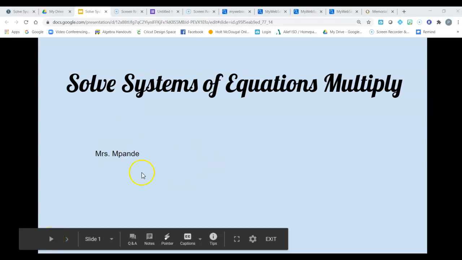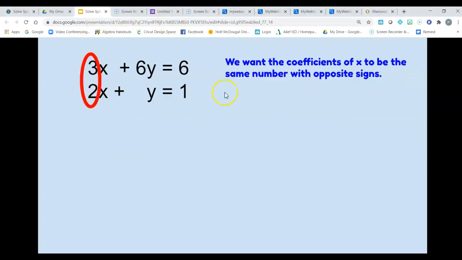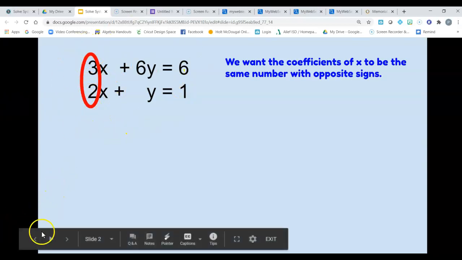Okay, today we're going to solve systems of equations where you have to multiply first. When I have two equations, I want my coefficients of x to be the same number, but with opposite signs. These are not the same number, and they both are positive, so I can't add these to eliminate.